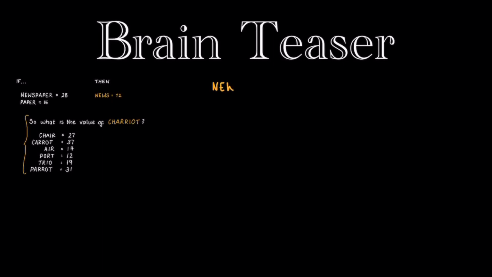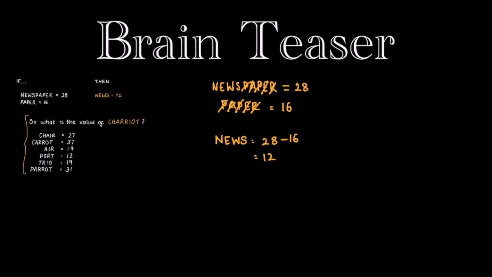And finally, here is the brain teaser explained. So the first bit, the example was if newspaper equals 28 and paper equals 16, then news equals 12. So first you have to realise how we got the 12 in the first place. This is a little play on letter values, which basically means that a letter or a group of letters / a word could amount to a certain number. So the reason why news equals 12 is because newspaper is made of news, the word news and paper. So if you're able to take 16 from 28, you get 12, meaning news equals 12.